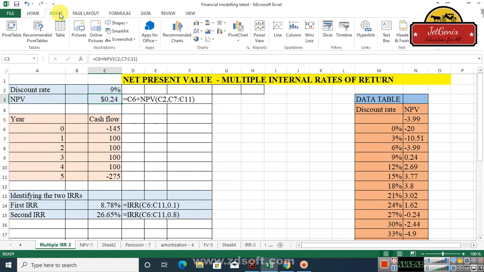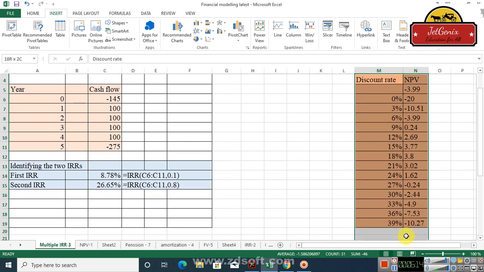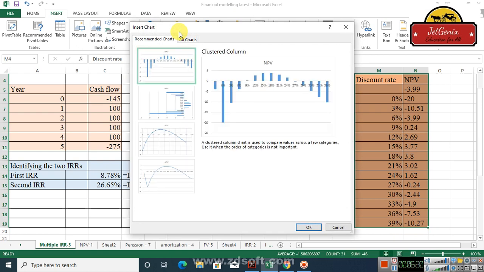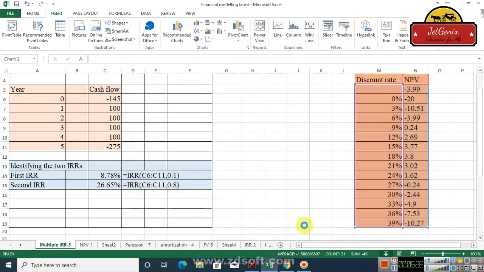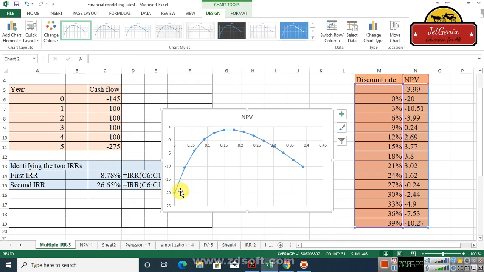So let's create a figure or graph of this data. I will select this one. Now, this is the NPV graph. This is the horizontal axis 0, this one is the positive values, and here are the negative values. The NPV crosses the 0 here at one point, and this is 8.78, and the next one is here, that is 26.65.